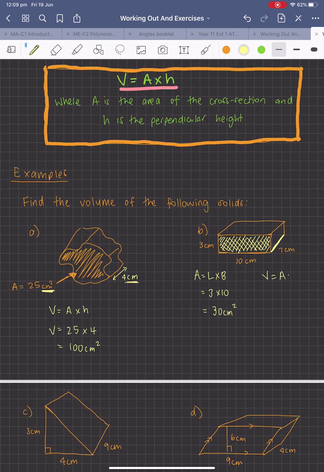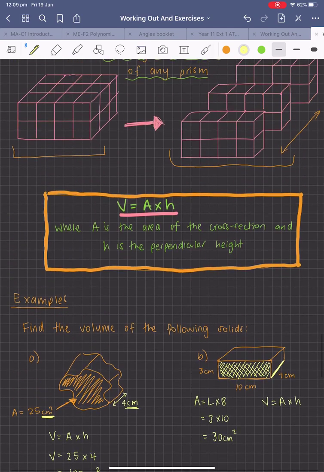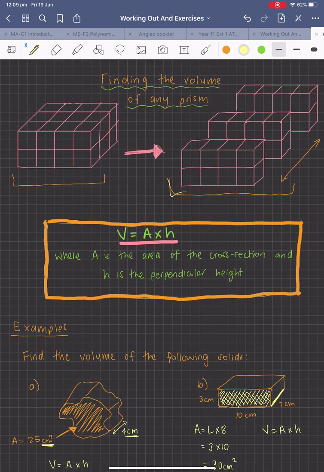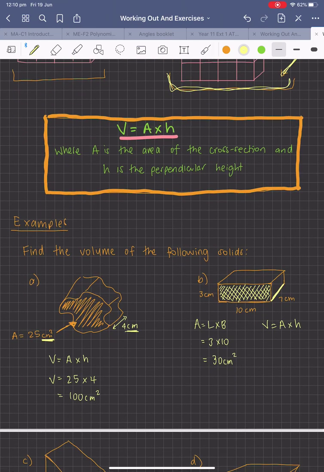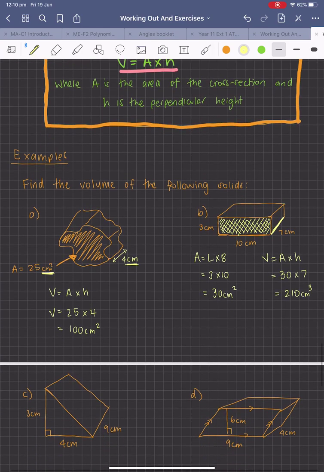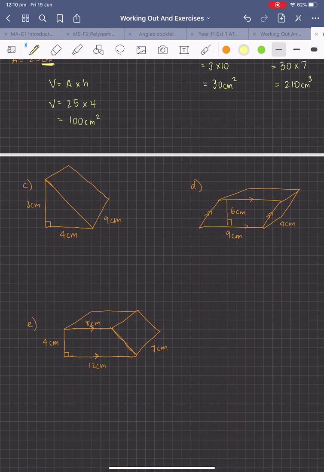Now for the volume, I need to take that area and multiply by how many layers there are. So it's area times how many layers, and there are 7 layers of this. If we're going to separate it out like this diagram here, it would have 7 layers going back this way. So we need to take that area, which is 30, and times by 7, which will be 210 centimeters cubed. Recognize that for the area, the units are centimeters squared, but for the volume, it's centimeters cubed. Let's have a look at another couple of examples.